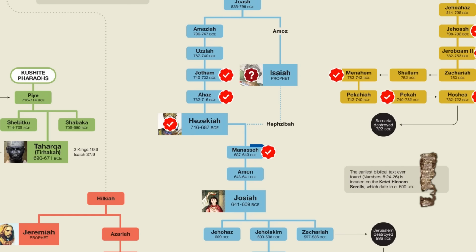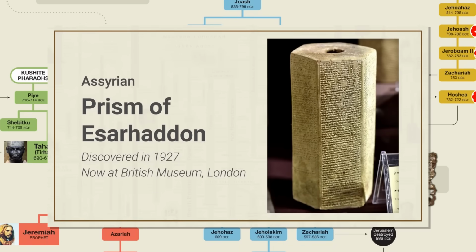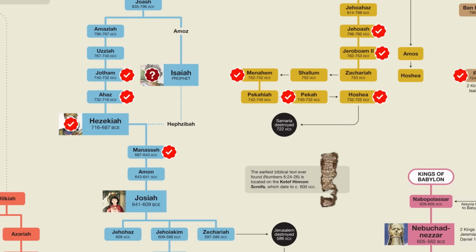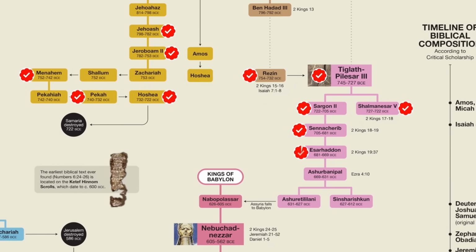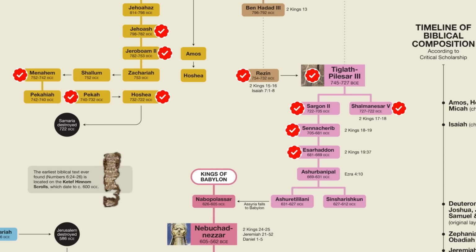He's mentioned on the prism of Esarhaddon as having given tribute to Assyria. Esarhaddon is, of course, mentioned on the prism too, as well as in the Bible. So that's yet another check mark. The Bible even gets a little detail right about the transfer of power between Sennacherib and Esarhaddon.